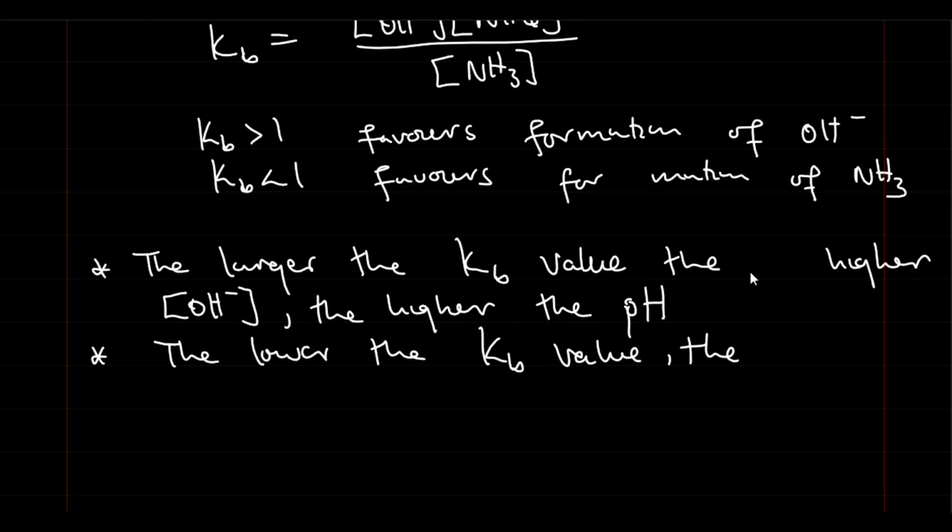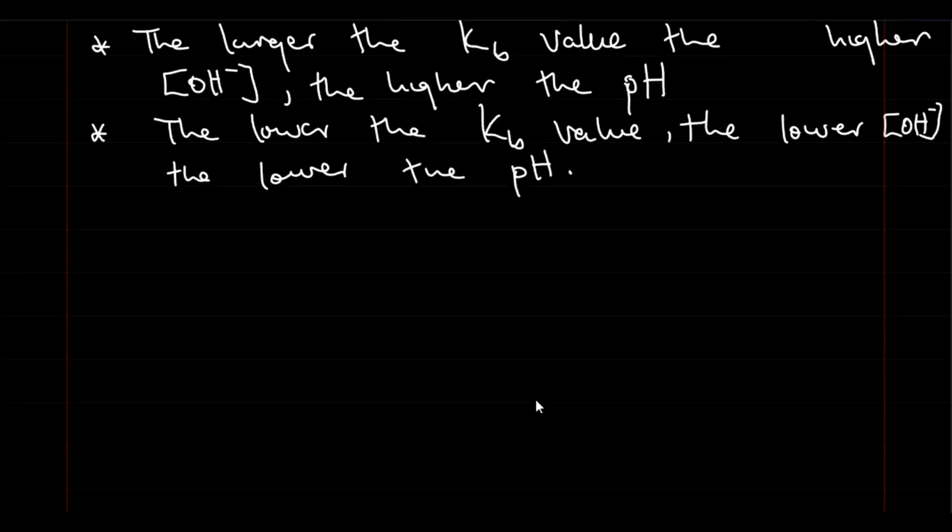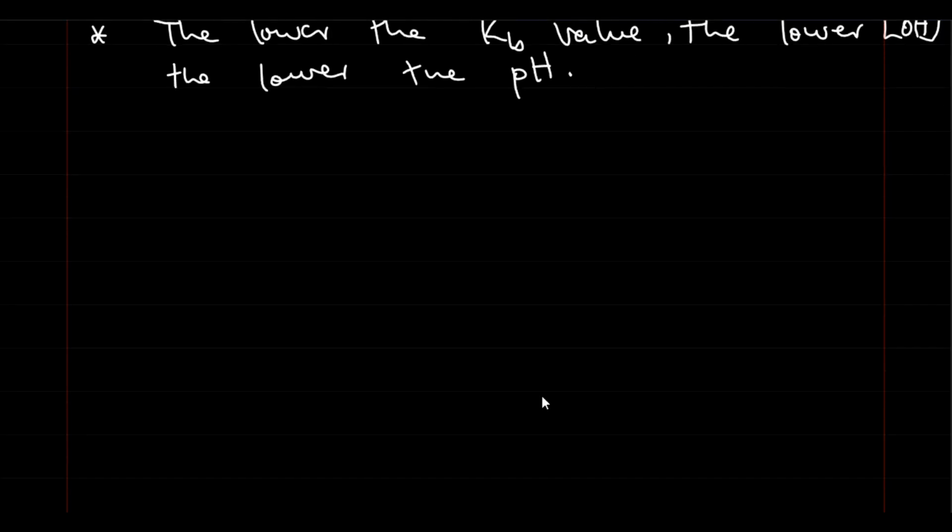The larger the KB value, the higher the concentration of that. The lower the KB value, the lower the concentration of hydroxide, and what? The lower the pH. And hence, the weaker the base.